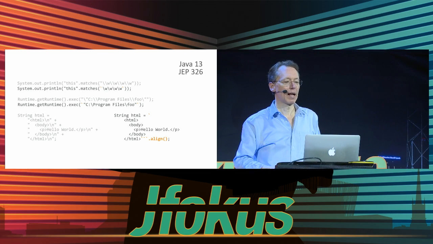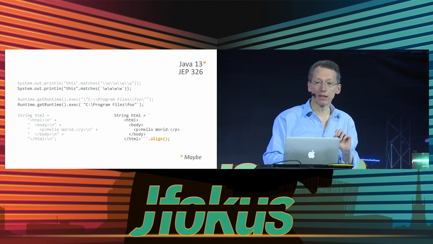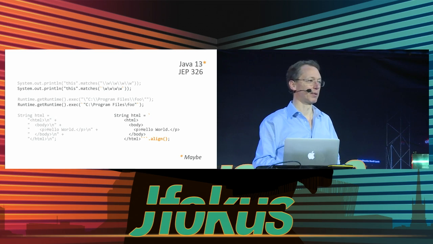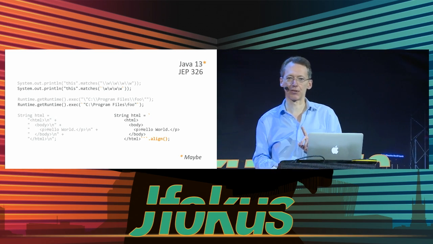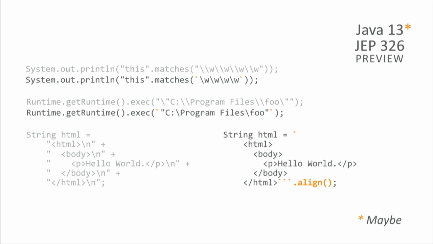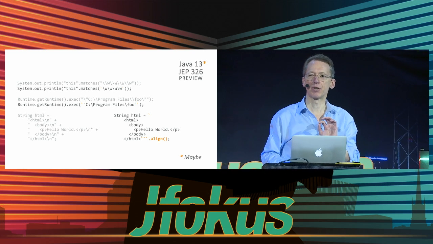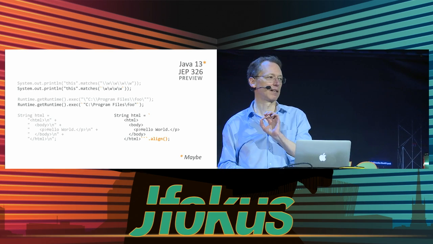Okay, so raw string literals will be in Java 13, hopefully. We'll admit to experience here. We actually had raw string literals in 12, but we took them out because they weren't ready. In 12, they were a preview feature. In 13, they will be a preview feature. What is a preview feature? A preview feature is a feature that we think is almost nearly done, but not quite.